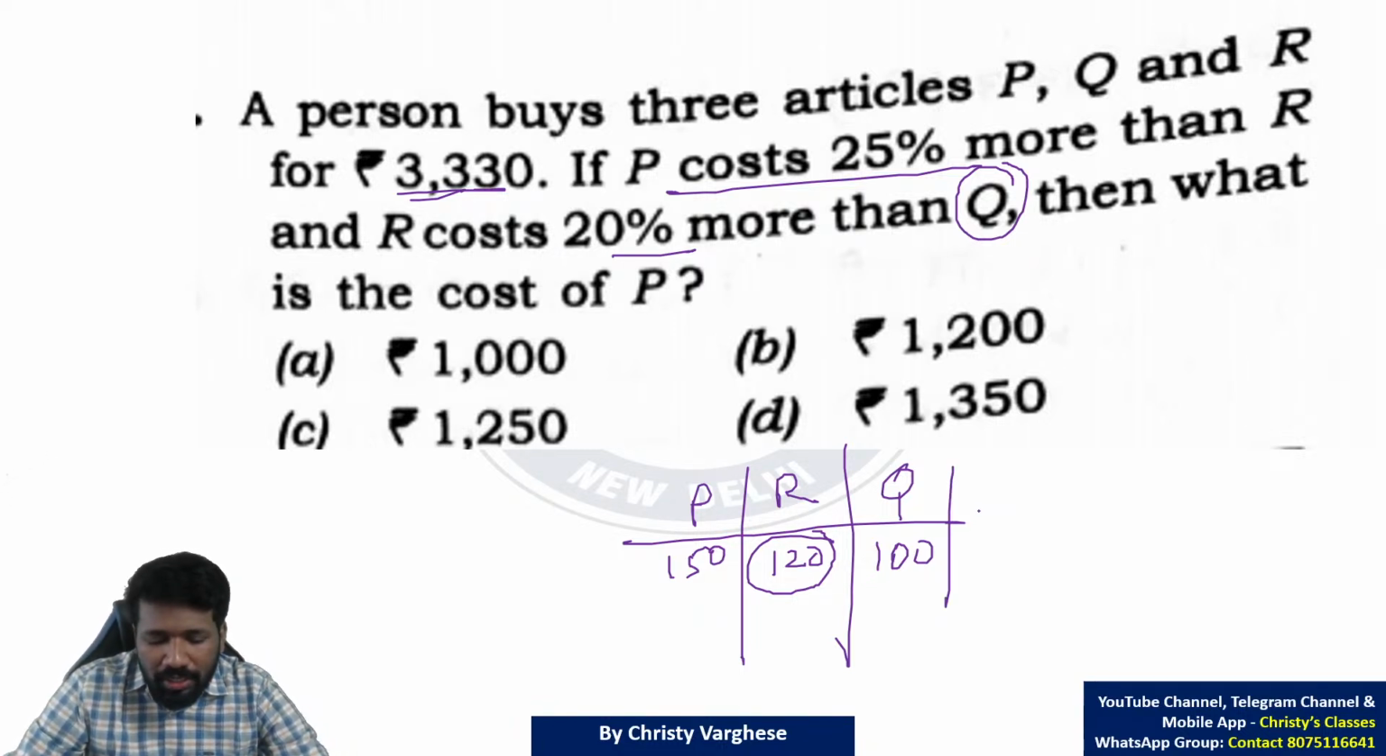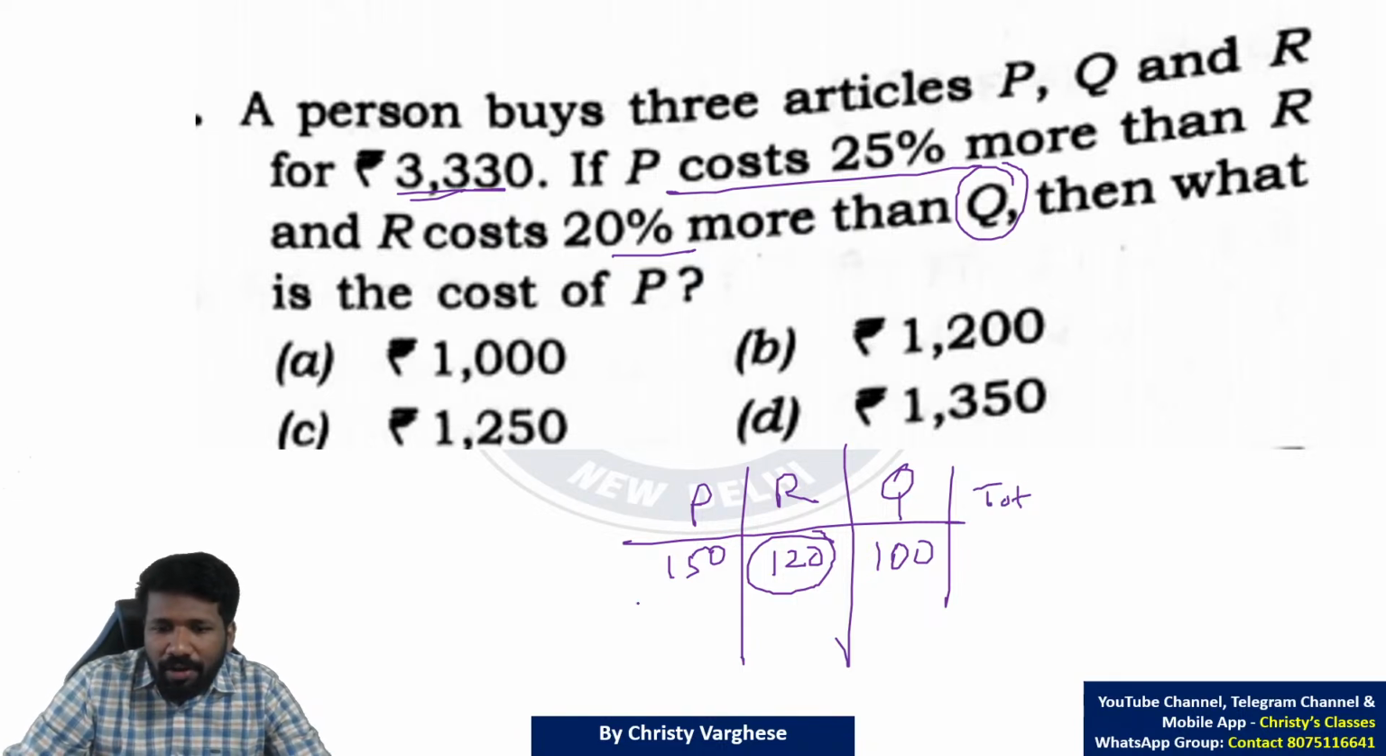So this is a set of example. What is the total in this case? The total will be 150 plus 120 plus 100. 150 plus 120 plus 100 is what?